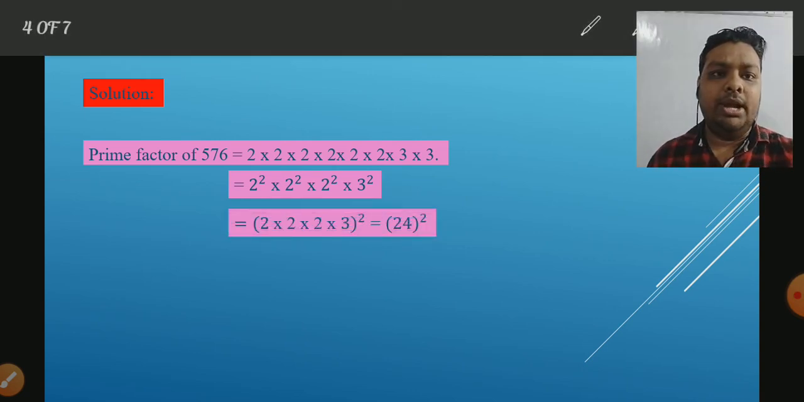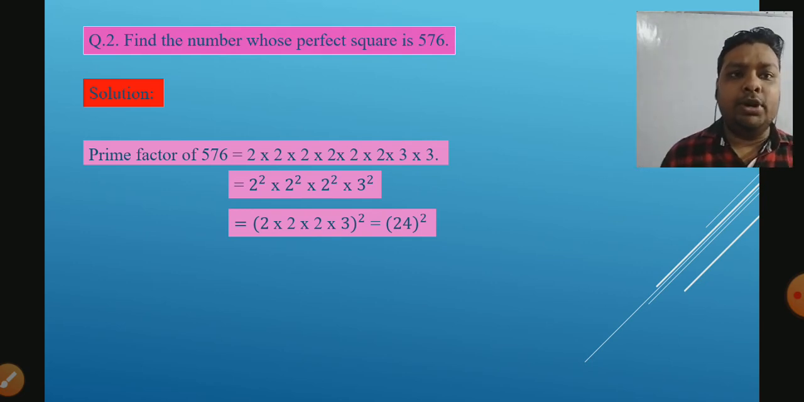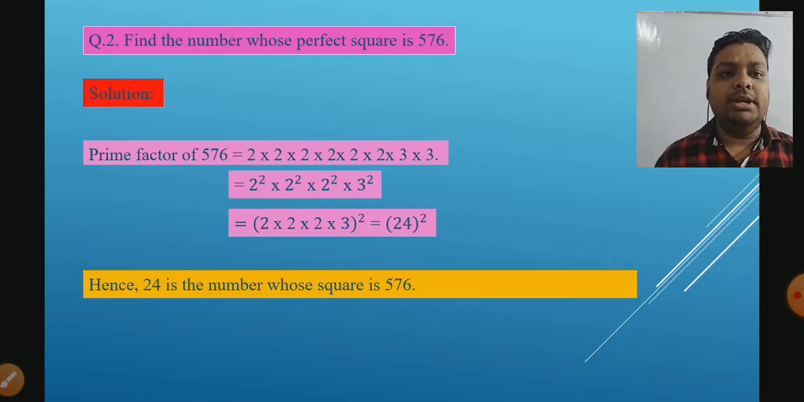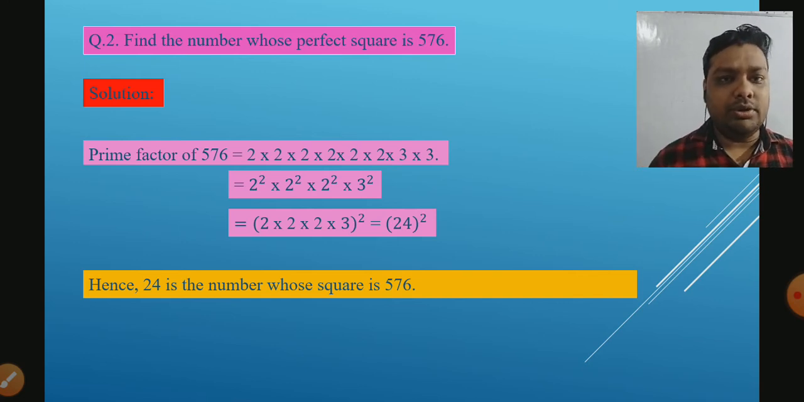Okay. Now, again there is the same common exponent, so we will write the common base in the product form and the common exponent. Okay, so 2 into 2 is 4, into 2 is 8, into 3 is 24. It means the base will be 24 and it has power 2. Okay, it means we can say that 24 is the number whose square is 576. Okay students, so let's solve another question.